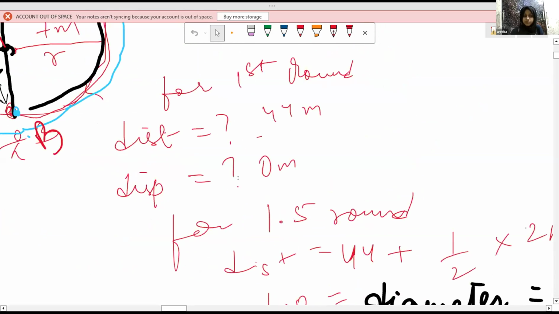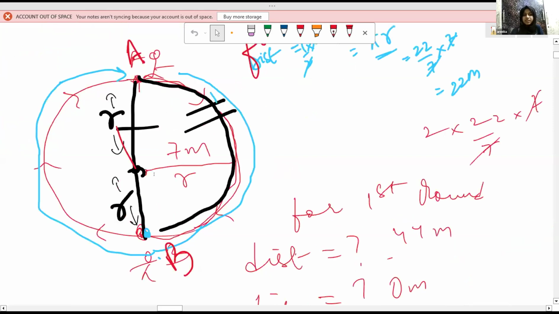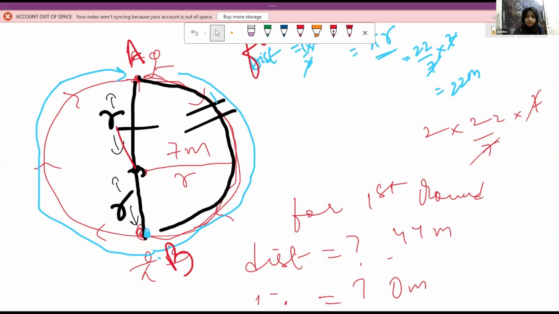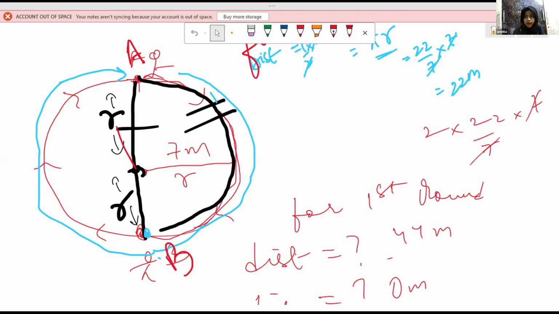What if I say the person has started from point A and has again returned to point A? What is the displacement? 0, I guess. Excellent. What is the distance? Try. 20. 2 pi r, that is 22 meters. Yes, 22.